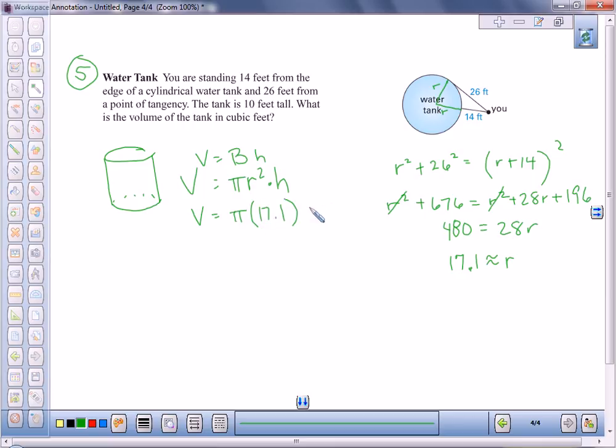So what we'll do is just punch that in. Pi times 17.1 squared, looks like I left off the squared, times 10. And this gives us an approximate volume, and I got approximately 9,186.3. Okay, now if we had more decimal places, or if we had entered this as a fraction, we would have gotten a more exact answer, but we just did an approximation here.